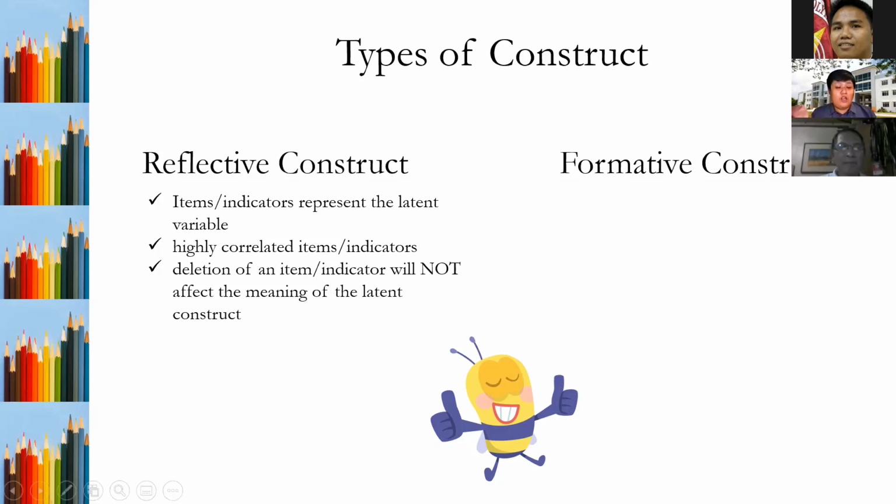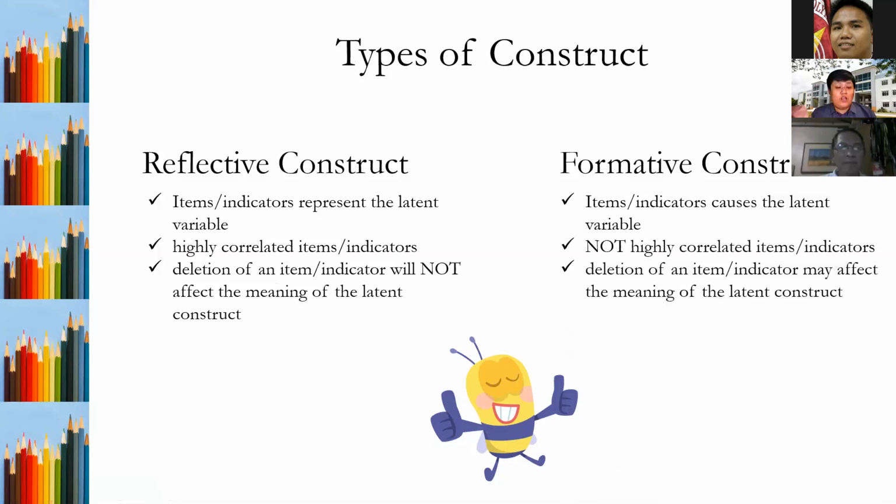Number 3, in a reflective construct, deletion of an item or an indicator will not affect the meaning of the latent construct. What do I mean? For example, if we are going to measure customer satisfaction and we have 5 items, and let's assume we delete 1, there are still 4 remaining items. Those 4 items can still measure our reflective construct, which is customer satisfaction. So that is the characteristic of a reflective construct.